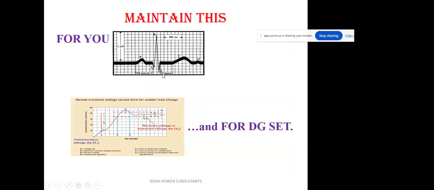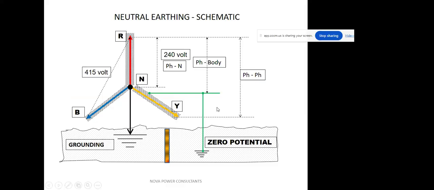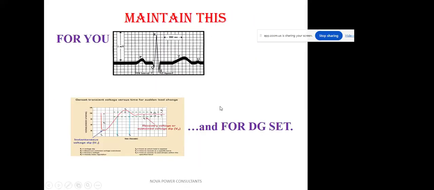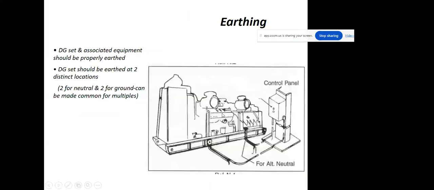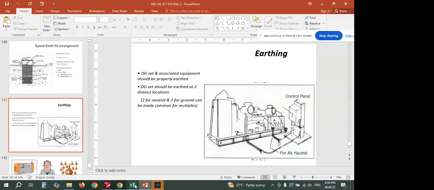So even for our ECG also the same form is there. We have to recover the pulse form. So we have to maintain for ourselves and for the DG set the same thing. The neutral earthings are there. I will share some other things we had seen earlier.